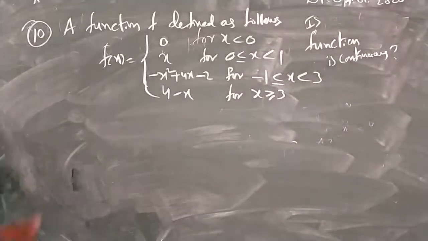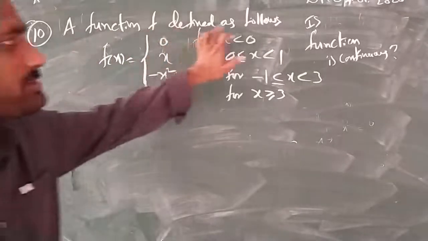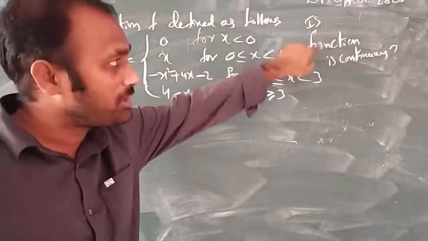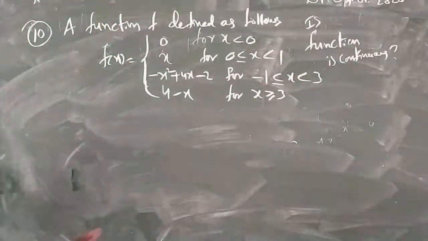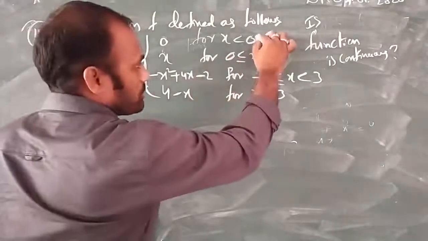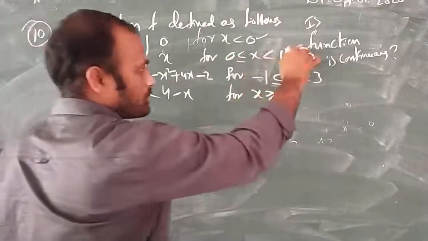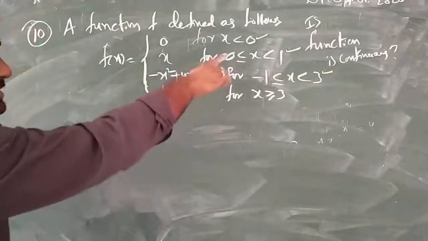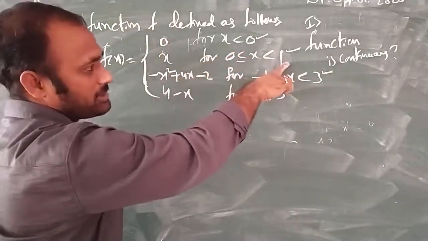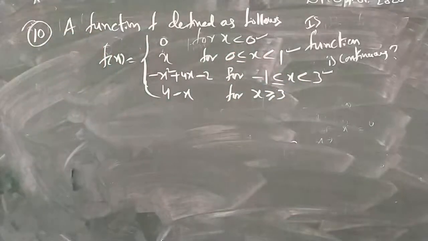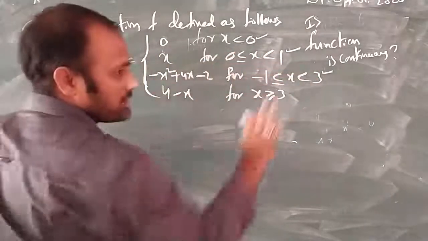Next, let us see the 10th question. A function f is defined as follows. He has given four conditions. He is asking us whether the function is continuous. If you observe the values, we can see only 3 values. We will check at x is equal to 0 first, at x is equal to 1, and next at x is equal to 3. If it is continuous at x is equal to 0, at x is equal to 1, and at x is equal to 3, we can say that the function is continuous.